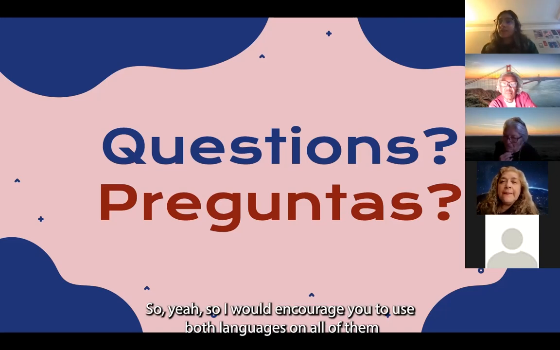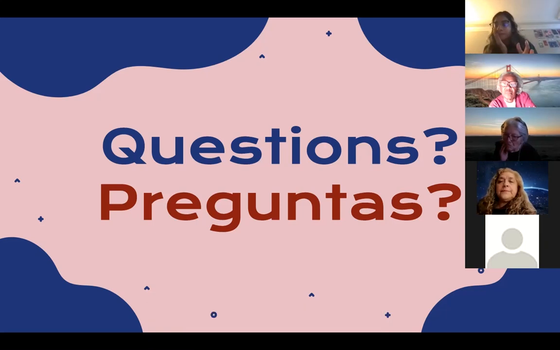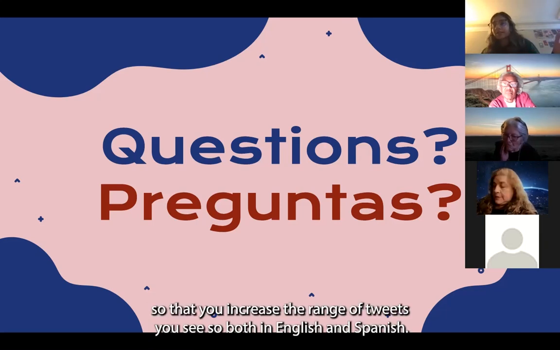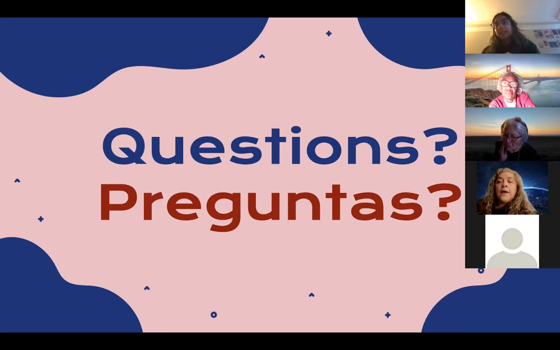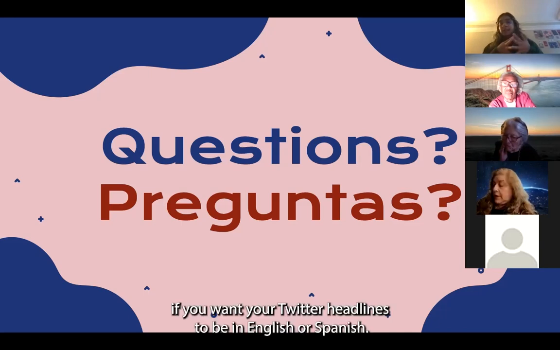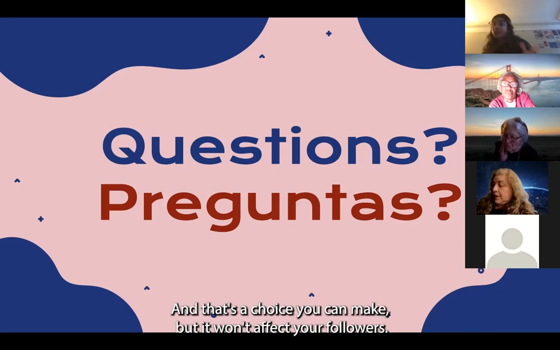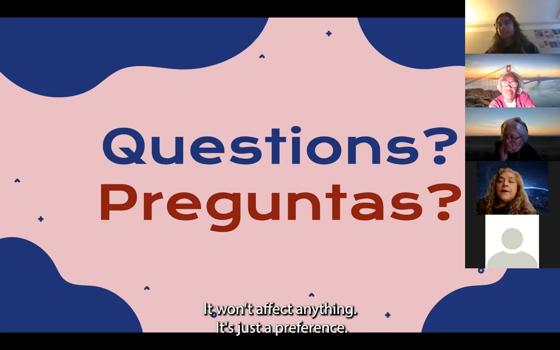So I would encourage you to use both languages on all of them so that you increase the range of tweets you see, both in English and Spanish. But the one thing you'll have to choose one language on is the headlines, if you want your Twitter headlines to be in English or Spanish. And that's a choice you can make, but it won't affect your followers. It won't affect anything. It's just a preference.